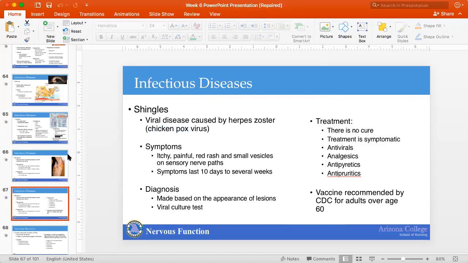There's no cure. Treatment is for symptomatic relief: antivirals, analgesics, antipyretics. Vaccine recommended by the CDC for adults over the age of 60.